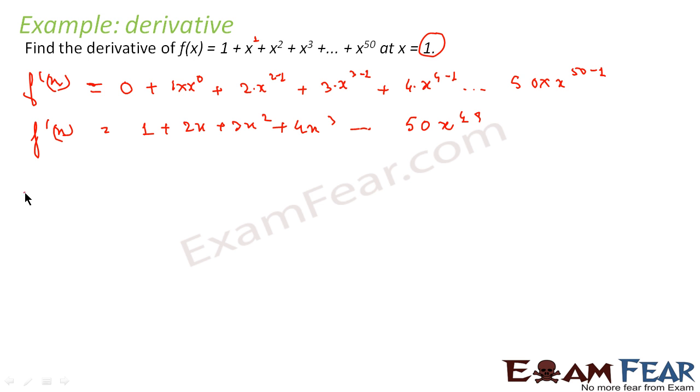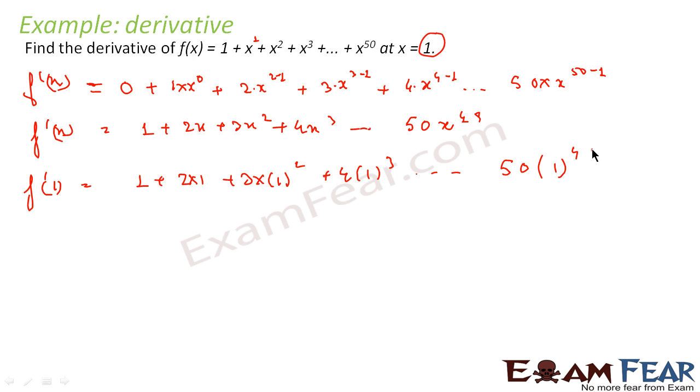But we are supposed to find f dash of 1. So f dash of 1 is equal to, we'll put x equal to 1. 1 plus 2 into 1 is 2, plus 3 into 1 square, plus 4 into 1 cube, dash dash dash, 50 into 1 to the power 49. This is nothing but 1 plus 2 plus 3 plus 4 plus 5 dot dot dot 50.